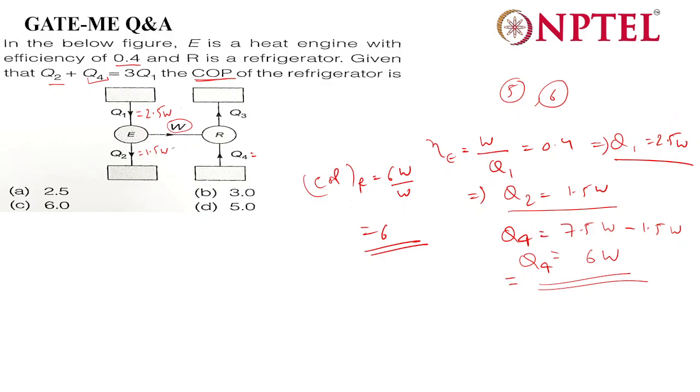Sir, if we do that 1 minus Q1 by Q2, any way you do, no issue. Then I am getting the answer is 5, sir. Okay, what did you do? Okay, sir.